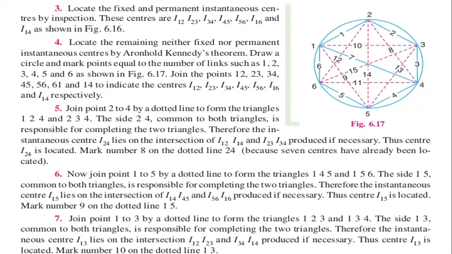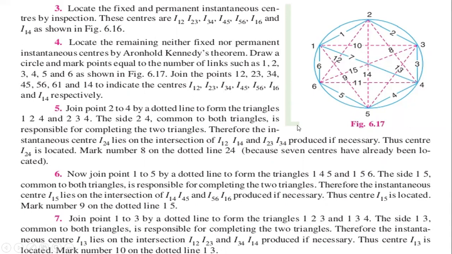So from that, join the points 1-2, 2-3, 3-4, 4-5, 5-6, and 6-1, to indicate the centers I12, I23, I34, I45, I56, and I61. And next we are going to join the diagonal, that is I14. So this is the diagonal which is going to join I14 respectively.